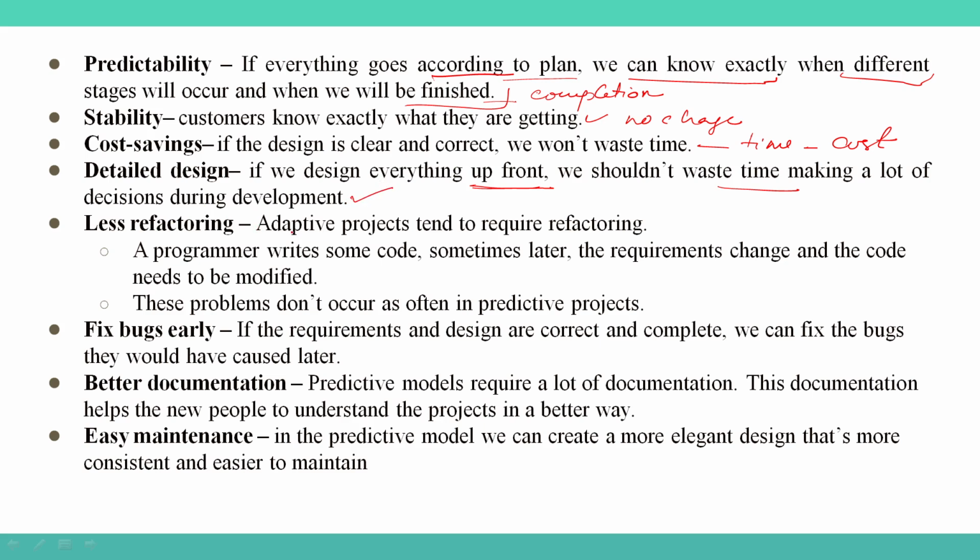Then less refactoring. Adaptive projects tend to require refactoring, because a programmer writes some code, and later the requirement changes, then the code needs to be modified. Here there is no change, so there is no need for any kind of modification. These problems don't occur as often in predictive projects, because no requirement changes are allowed. Bug fixes are barely needed. If the requirements and design are correct and complete, then there is nothing to fix. If anything goes wrong, it will be in requirements and design. So once they are correct and complete, there is nothing to fix at a later time.